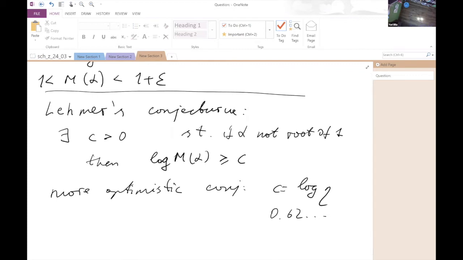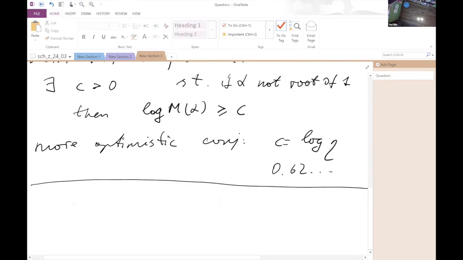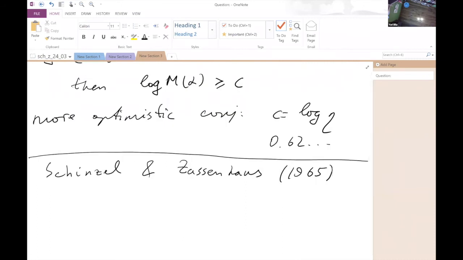Lehmer's question was not really much noticed for like 30 years. And only in 65, Schinzel and Zassenhaus made the first attempt to prove something. They proved some lower bound. They actually argued concerning the house. And in particular, they conjectured, or again, they more asked the question, but now people usually call it a conjecture.